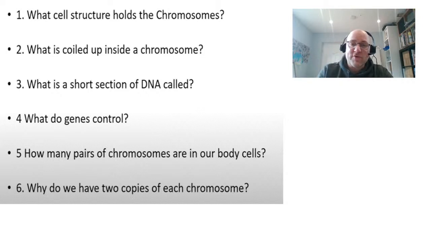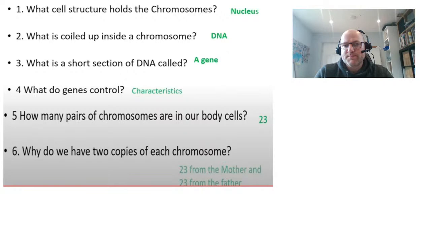How many pairs of chromosomes are in each cell? 23 pairs or 46 chromosomes. And why do we have 2 copies of each chromosome? You get half of your chromosomes from your mother and half from your father. That's why you have 2 copies of each. So you have 2 copies of the chromosome with the eye color gene on it, ear shape, head size, whatever. You get a copy of each gene. So 23 from mum, 23 from dad.